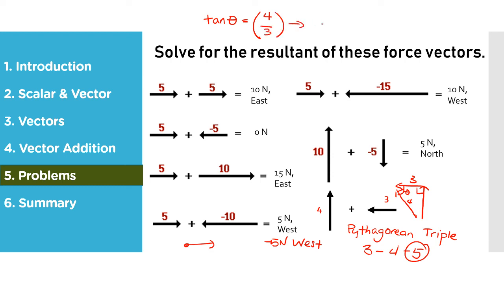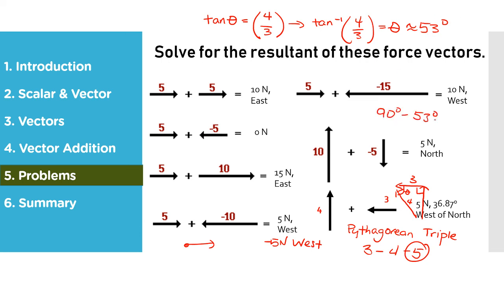And when you get the tangent inverse of 4 over 3 to get theta, that's actually similar to what we solved a while ago. This will be around 53 degrees. So that angle over there is 53 degrees. However, it says 36.87 west of north. Why? Because that's actually subtracted from 90 degrees. So if you subtract 53 degrees from 90 degrees, you'll actually end up somewhere close to 36.87 west of north.